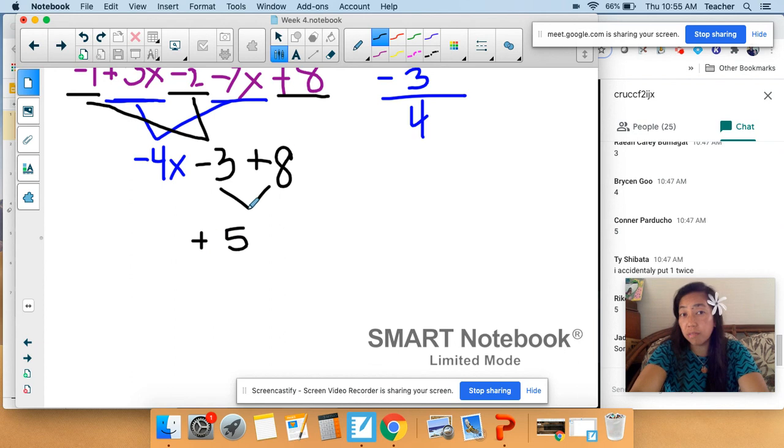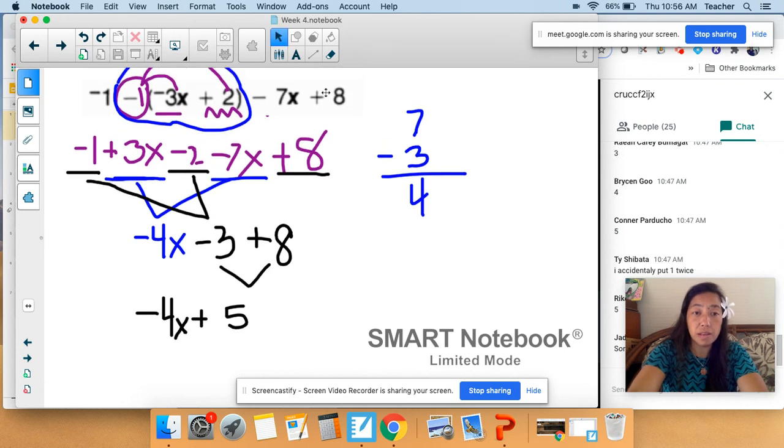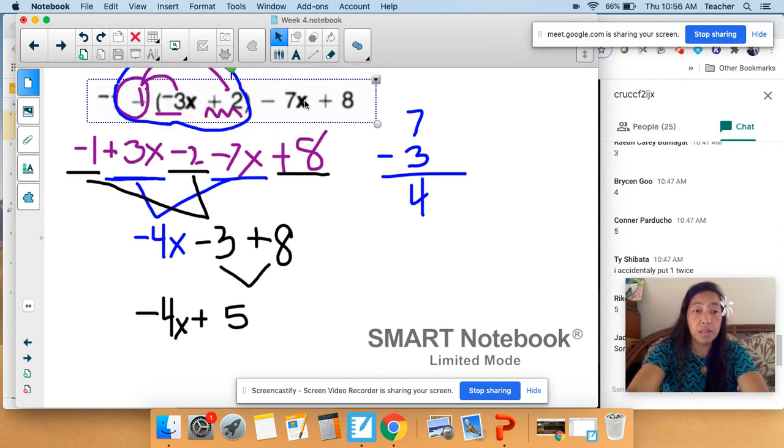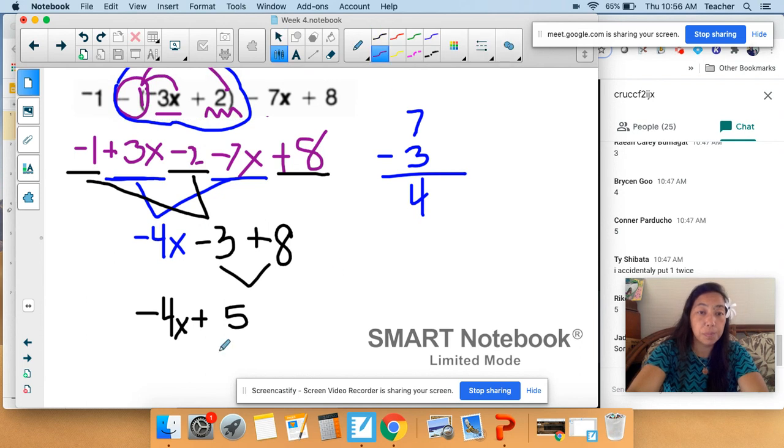That plus 5, that positive part is pretty much like the plus sign. And we bring down the negative 4x. So all of this simplified to become this expression here. And so that is combining like terms with the distributive property.